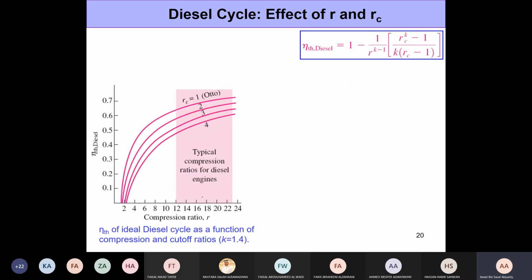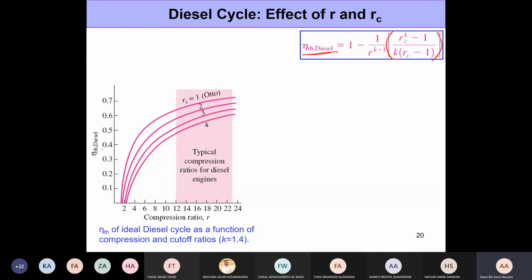Okay, so let's again look at this formula. This is the formula that we just had, the thermal efficiency of the Diesel cycle, right? So this is the formula we had, 1 minus 1 by R to the K minus 1, times some part related to the cutoff ratio. Sorry. So let's first look at the compression ratio. Let's see what's going to happen with increase in the compression ratio.